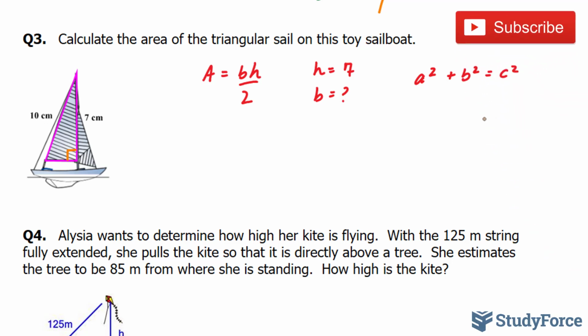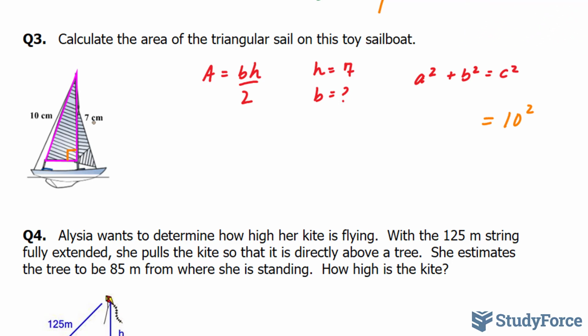Now let's input all the values we know. We know what c is. It's 10, so 10 to the power of 2. This can represent a or b. Let's call it a. Doesn't matter which one you use. And we will isolate for b by finding the answer to this and subtracting it to 7 to the power of 2. So technically, if we were to do some algebra here, we would move this number over to the other side, that would make it negative.